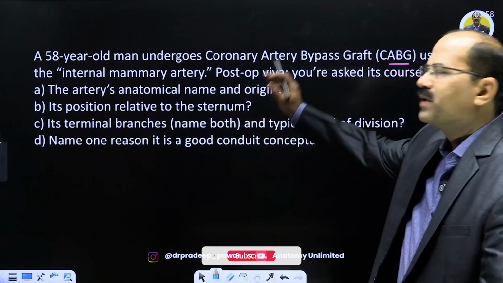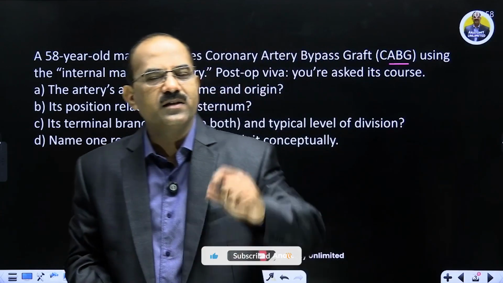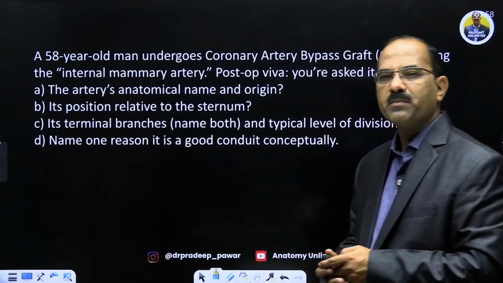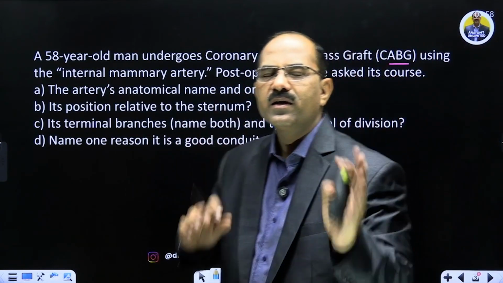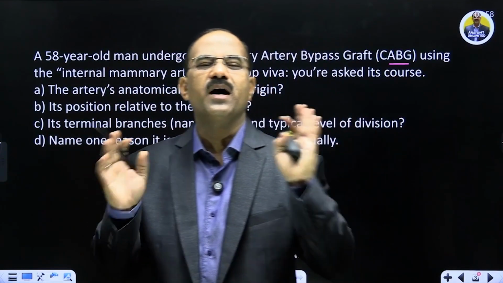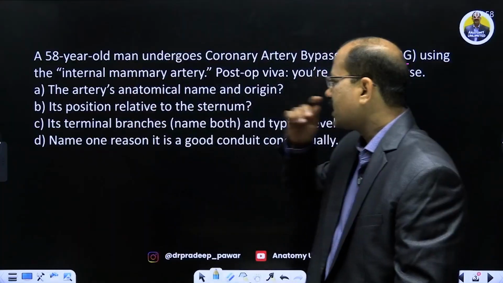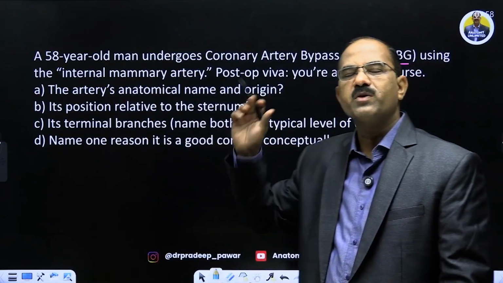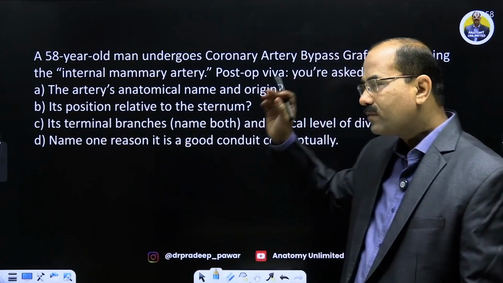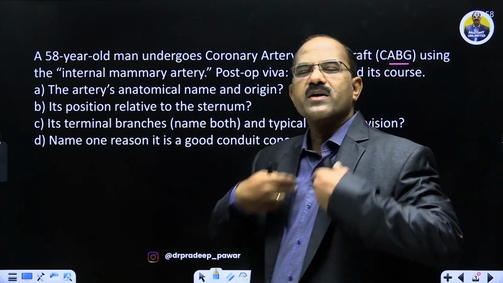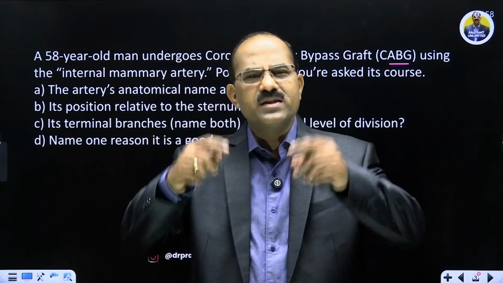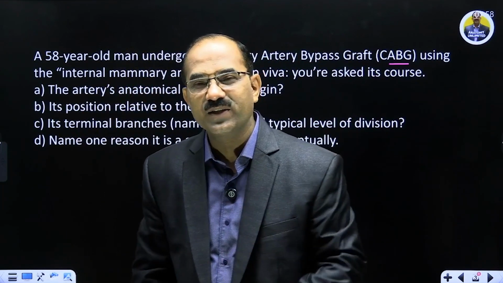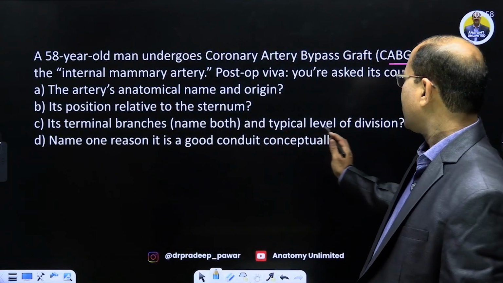Have a look at this again. The MCQ: a 58 years old man undergoes a coronary artery bypass graft using the internal mammary artery. Internal mammary artery and internal thoracic artery, the name is the same, the artery is the same. The name is internal mammary or internal thoracic artery. Origin is from the first part of the subclavian artery. Its relative position to the sternum: it runs on either side of the sternum, about 1 centimeter away, inside the thorax.